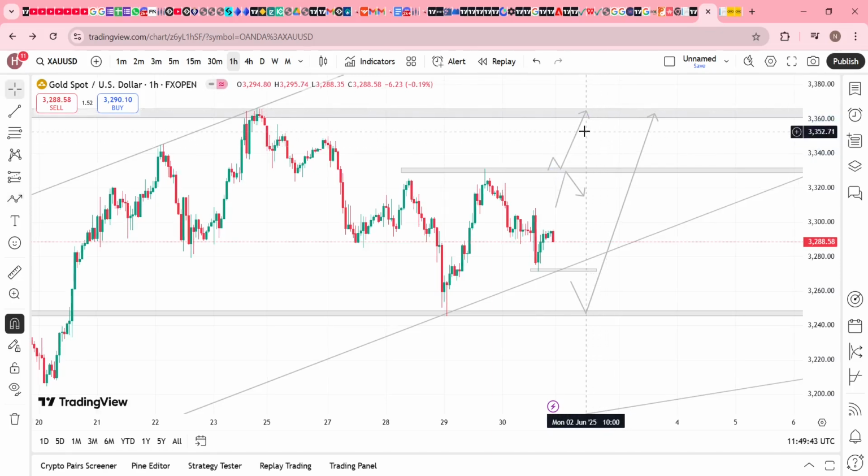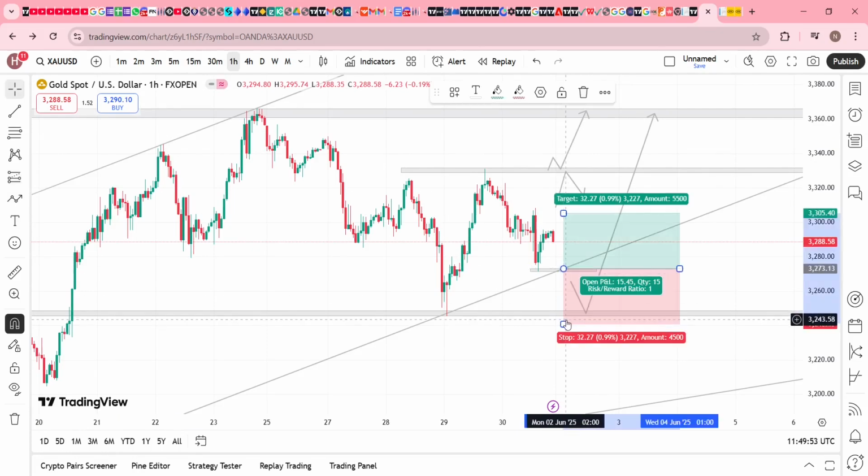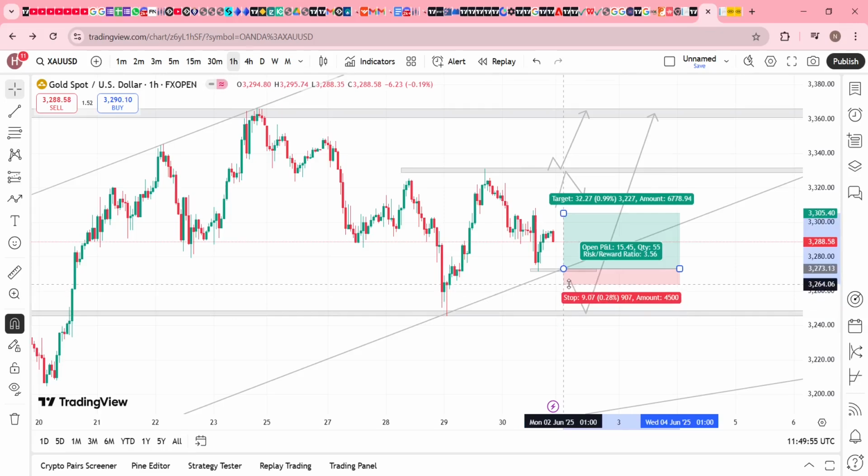And now the zone where I believe it would be risky for me to take a trade will be at this level. For me, taking a trade here, maybe a buy here, taking a trade at this level would be very risky for me. I will see this as a risky trade.